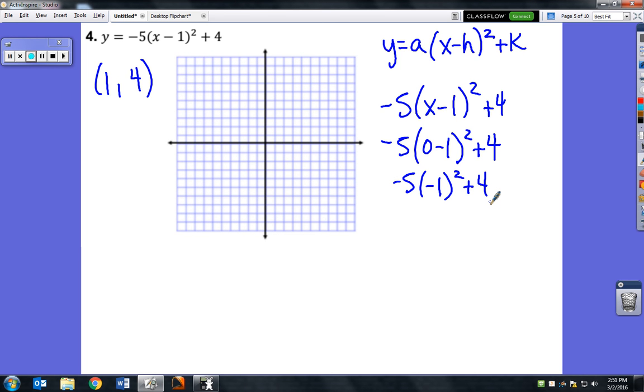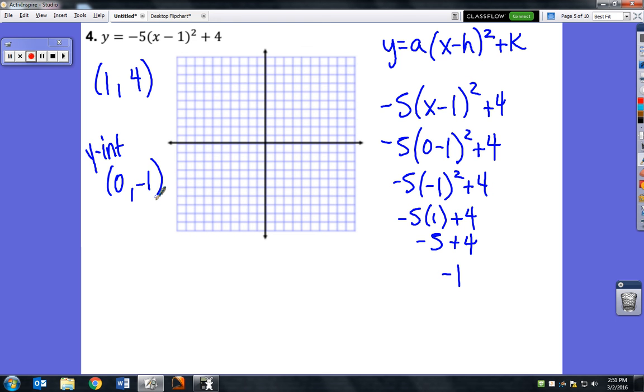You could plug this into your calculator exactly as you see it and get your answer right away. I'm going to break it down a little bit. Negative 1 squared is the same thing as negative 1 times negative 1, which is a positive 1. So you have negative 5 times 1 plus 4, which is negative 5 plus 4, which would then be negative 1. So my y-intercept is (0, negative 1).